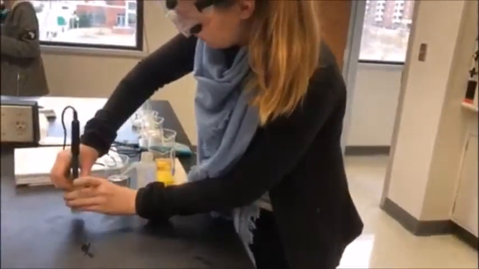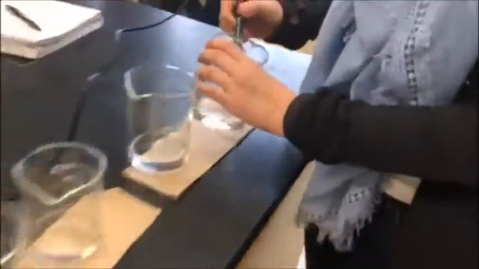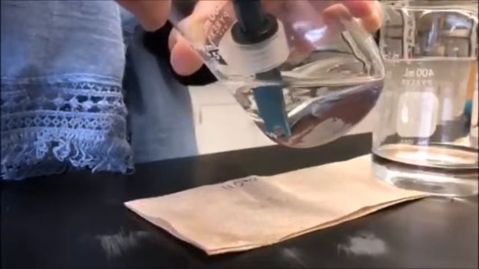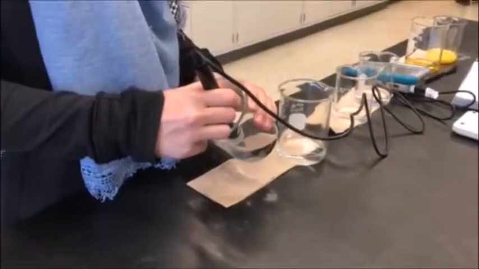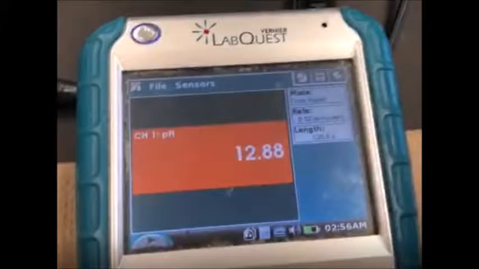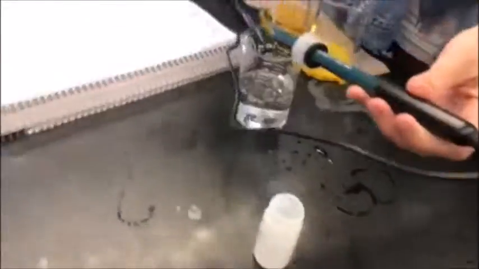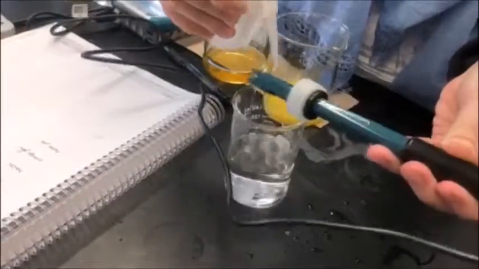To test a new solution, prep the pH meter by twisting off the cap and rinsing the orb with distilled water. Then fully submerge the orb into the solution, in this case sodium hydroxide, and wait for the readout from the pH meter to stabilize. Once the readout has stabilized, record this value 12.88 into your lab notebook. Then rinse the meter with distilled water and store the meter until you're ready to test the next solution.